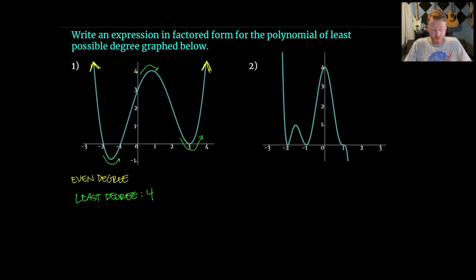So remember that there are always at most n-1 turning points for a function of degree n. Here we have 3 turning points, which means this could be at least degree 4. Could be more, but we know it's at least degree 4. Okay, so we've got that going for us here. If we're going to start trying to build our function, what we should look at are the zeros. So we've got some different zeros here.